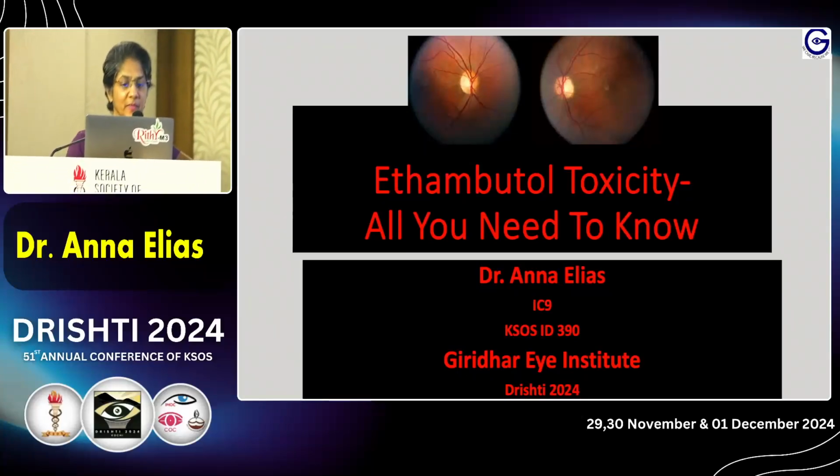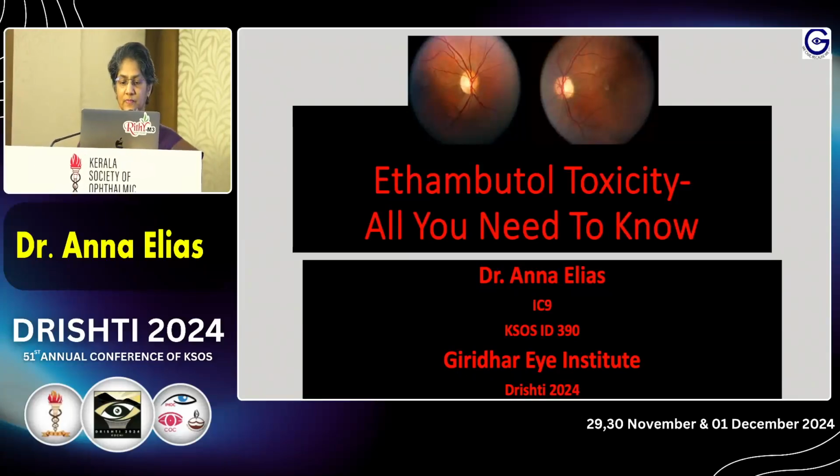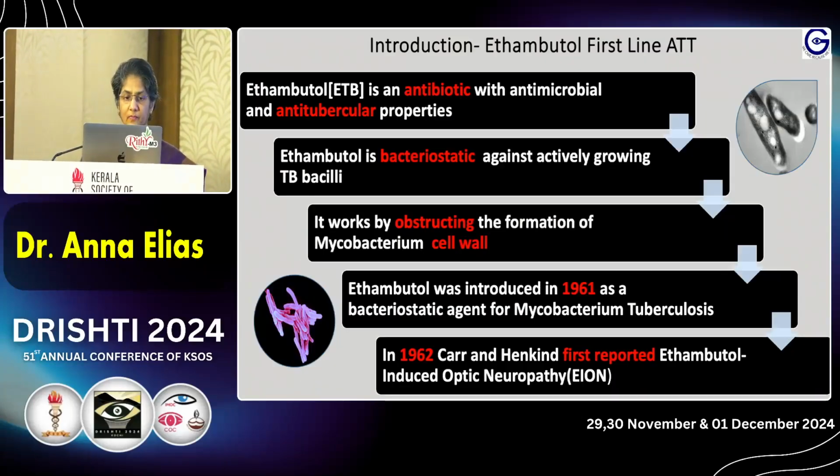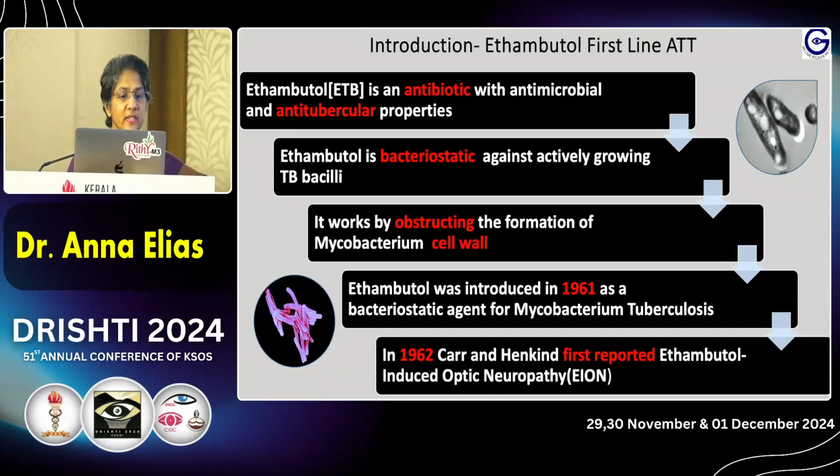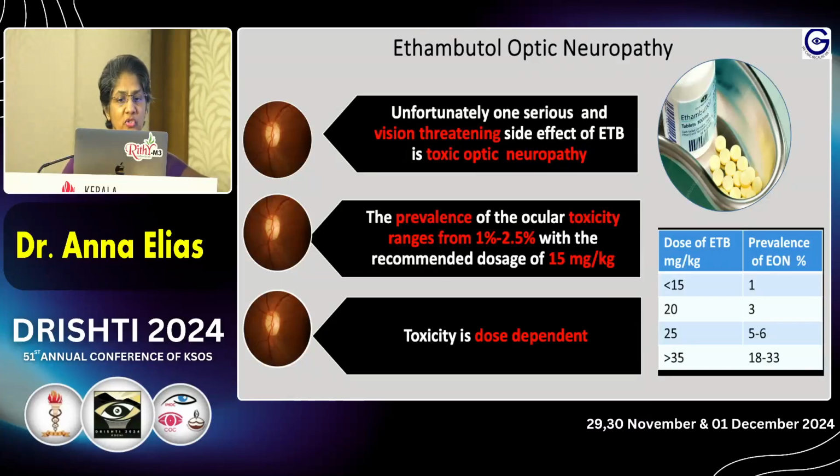I will be talking about ethambutol toxicity, all that you need to know. Ethambutol is an antibiotic with antimicrobial and antitubercular properties. It is bacteriostatic against actively growing TB bacilli, and it works by obstructing the formation of the Mycobacterium cell wall. It was first introduced in 1961, but exactly a year later, Carr and Henkind first reported ethambutol-induced optic neuropathy. So unfortunately, one serious and vision-threatening side effect of ethambutol is toxic optic neuropathy. And the prevalence of ocular toxicity ranges from 1 to 2.5% with the recommended dosage of 15 milligram per kg.